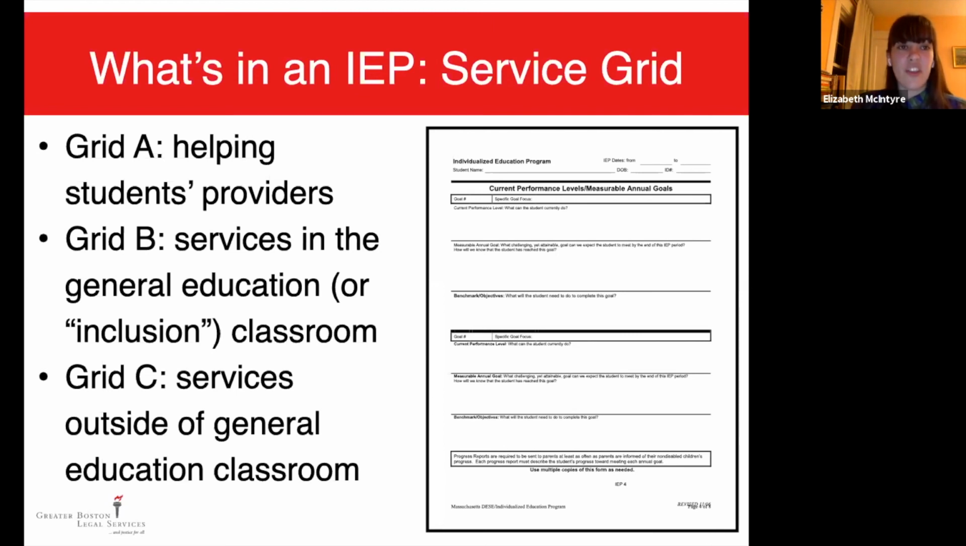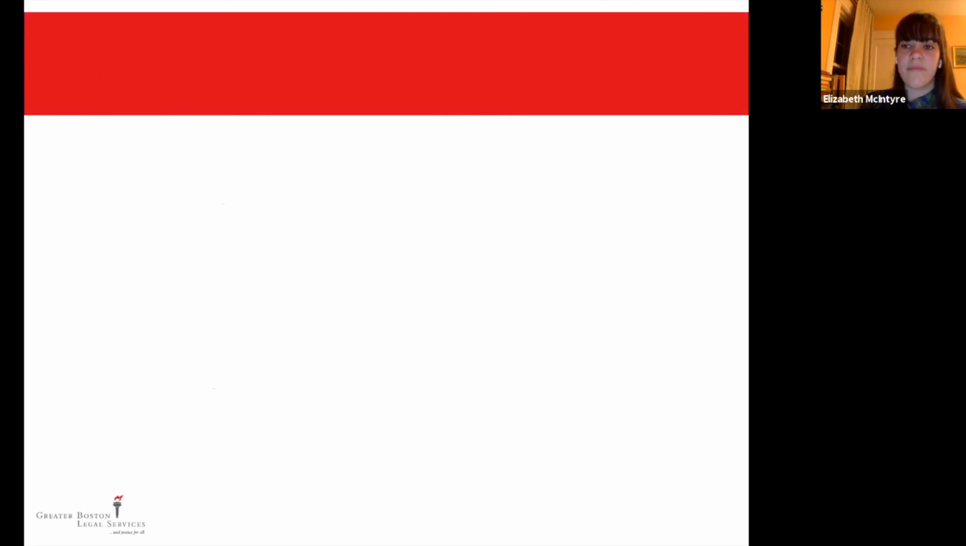And grid C are services outside of the general education classroom. So if you have a student who is in one of those substantially separate classrooms, the smaller classrooms, or is in a day school or a residential school, you're going to see all the services in the third grid, grid C. And I'm so sorry that I don't have that image there. Keep on going.